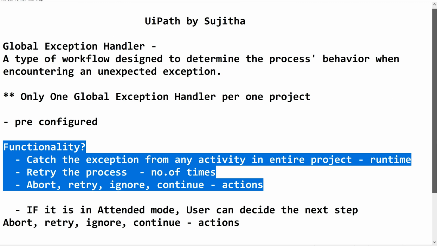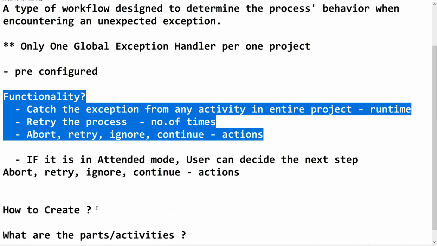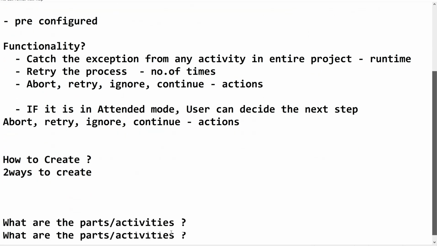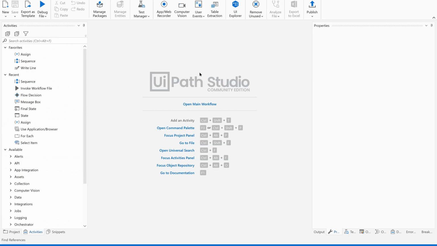Right, now let us come to how to create it. There are two ways to create. So I hope you got a clear understanding of the global exception handler and what it is exactly doing. Now how to create this, I'll show you. Instead of explaining, it will be better to understand this visually. Just open your studio. Please do it along with me so that you understand the concept thoroughly.